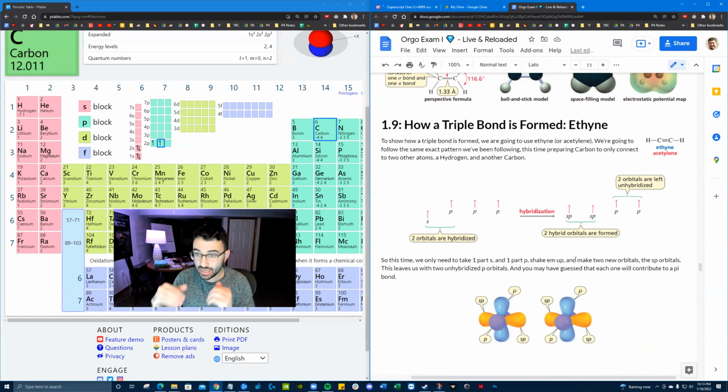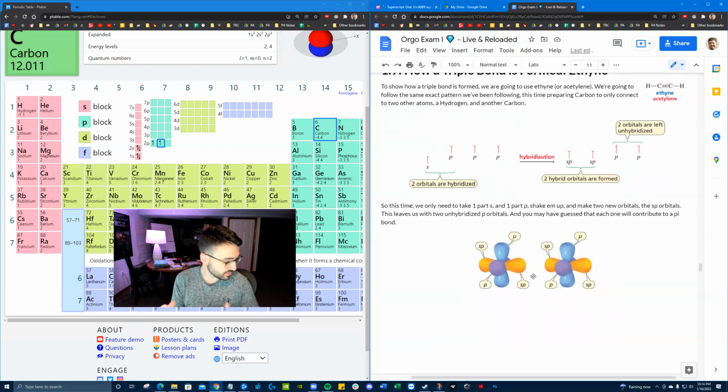We're going to go back to our same standard promoted carbon electronic configuration. In this case, it's going to be 2s1, 2px1, 2py1, 2pz1. But we're just going to take one part S, one part P. So it's going to have 50% S characteristic and 50% P characteristic. Put them in a blender, mix them up, pour them into two new orbitals, which is going to be one part S, one part P. So we're just going to call it sp, but we're going to keep two p orbitals unhybridized, okay?